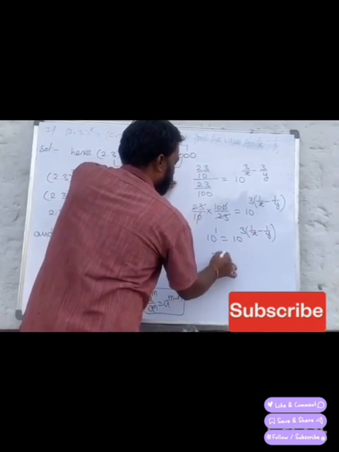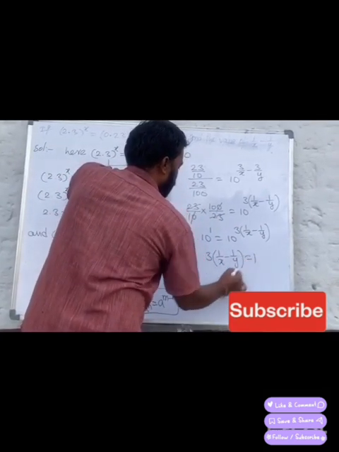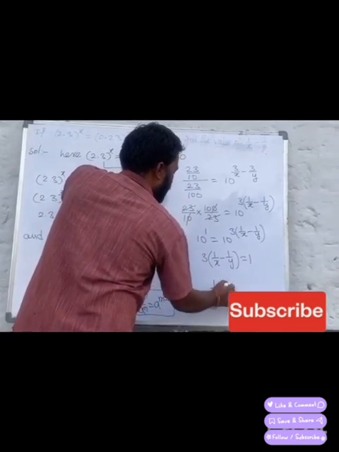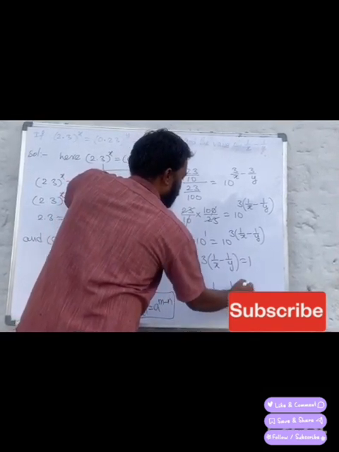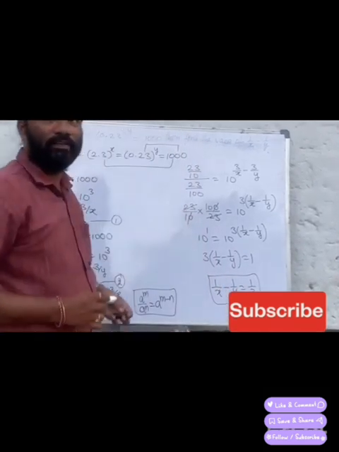So 3 into 1 by x minus 1 by y is equal to 1. So 1 by x minus 1 by y is equal to 1 by 3. This is the answer. 1 by x minus 1 by y is equal to 1 by 3. Over.